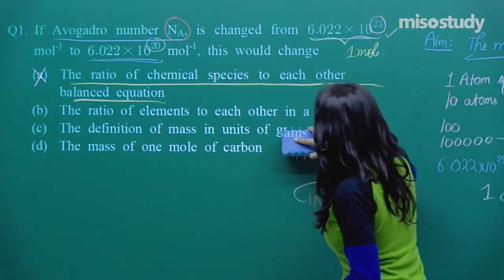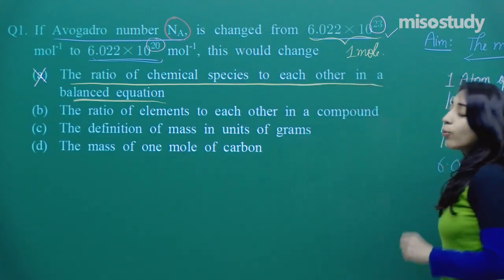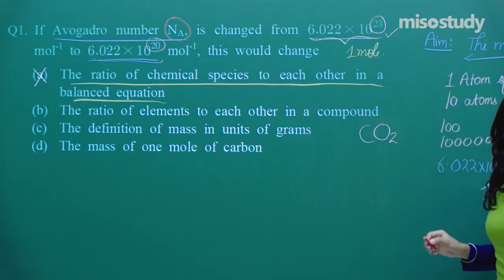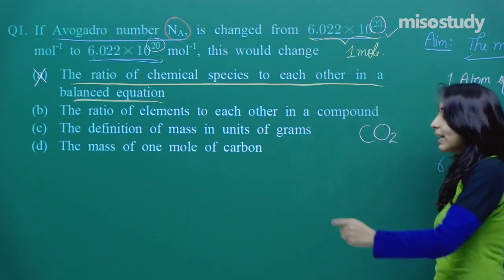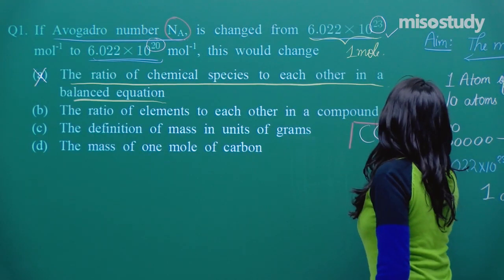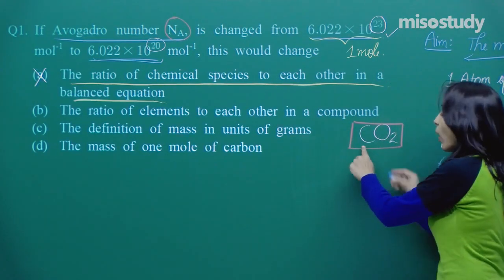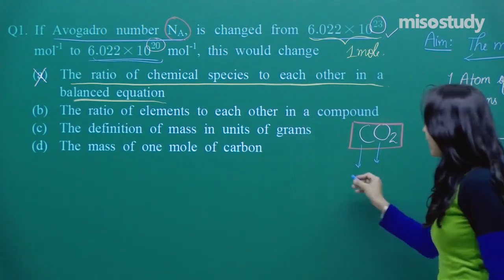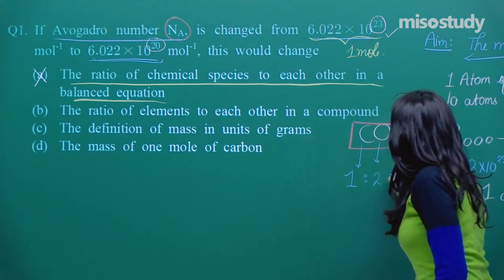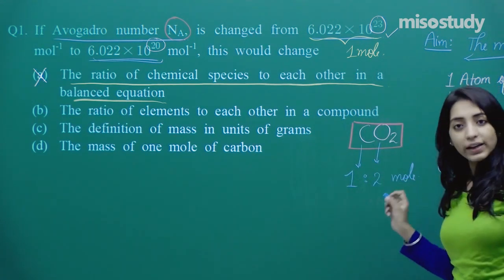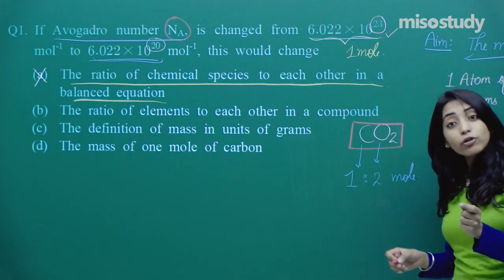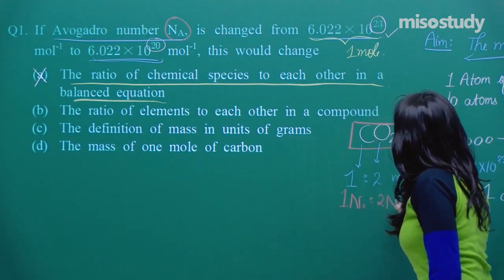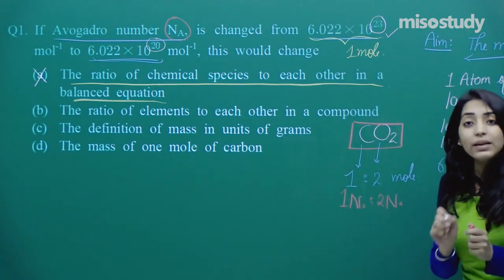Let's see this also. For example, I have one particular compound, CO2. Here also, according to the definition of number of moles, we simply say that in 1 mole of the compound, we have 1 mole of carbon atoms and 2 moles of oxygen atoms. So if I am writing 1:2, it is the ratio in terms of number of moles. However, if I am talking about Avogadro's number, then I will say 1 N0 is to 2 N0. This is the ratio of the total number of elements.